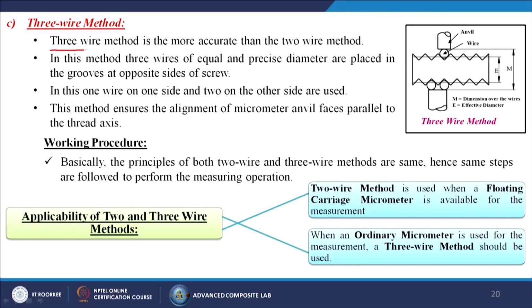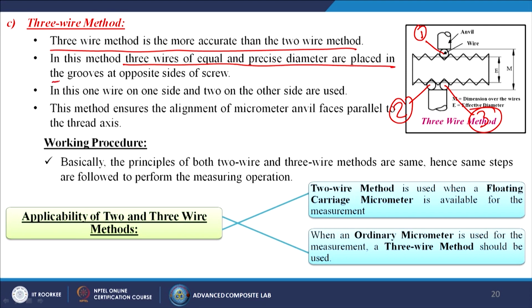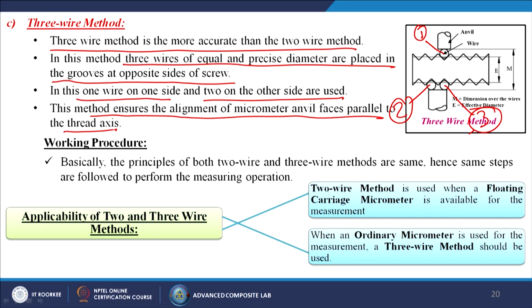Next come to the third one, that is the 3 wire method. So, the 3 wire method is more accurate than the 2 wire method. Now, it is 1, this is 2 and this is the 3. So, that is why it is called the 3 wire method. In this method 3 wires of equal and precise diameter are placed in the grooves at opposite sides of screw. In this, 1 wire on one side and 2 on the other side are used. Now, you can see this method ensures the alignment of micrometer anvil faces parallel to the thread axis.